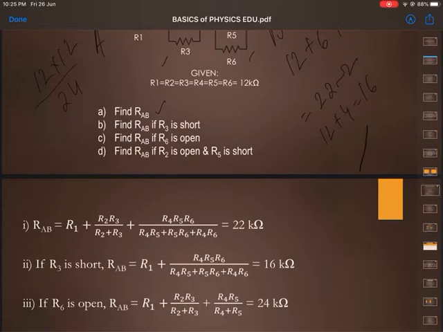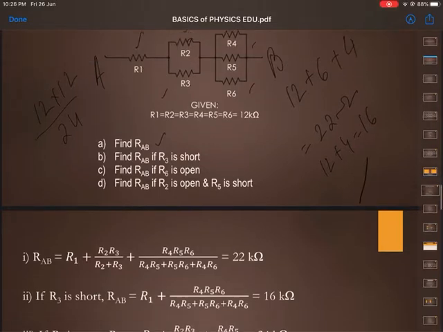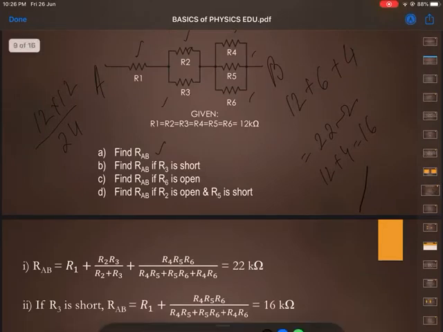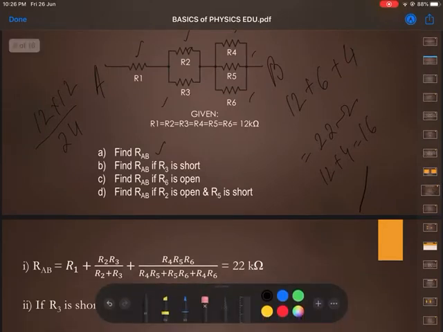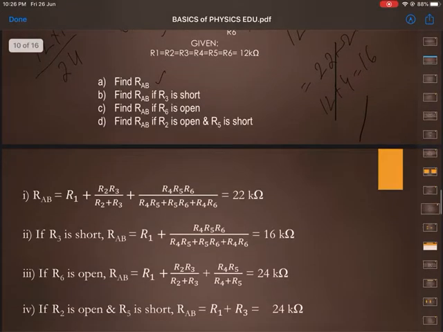And let us see the third case where R6 is open. If you see very carefully, if R6 is open, that means this is removed from here. So the resistance value of R4 and R5 in parallel is 6. This is again 6. 6 plus 6 is 12. 12 plus R1, which is again 12, gives me 24. So that is what you are getting here. That is 24.